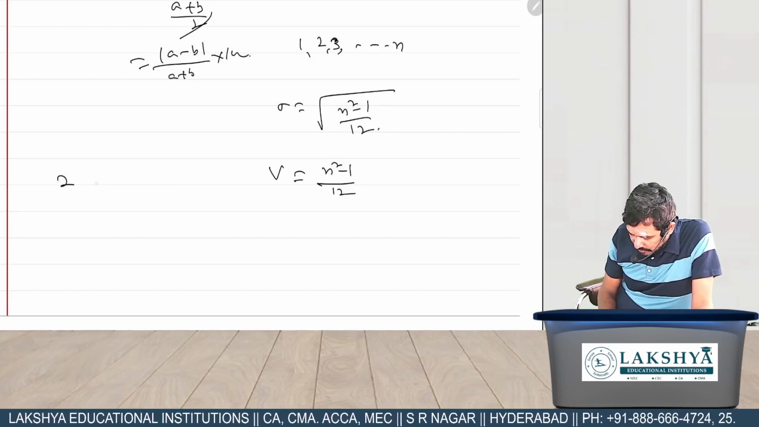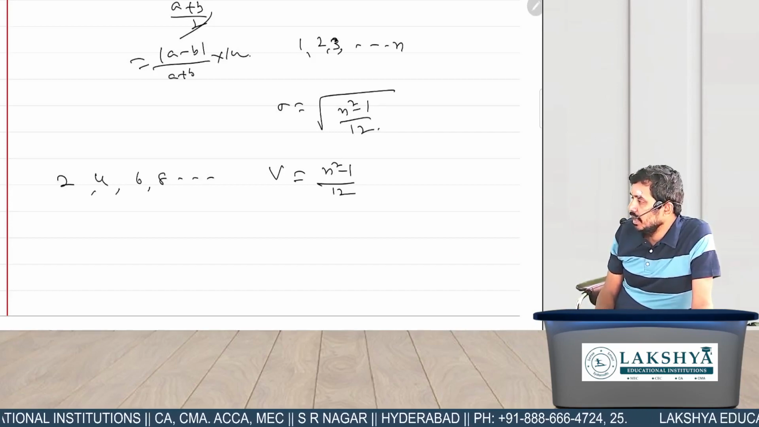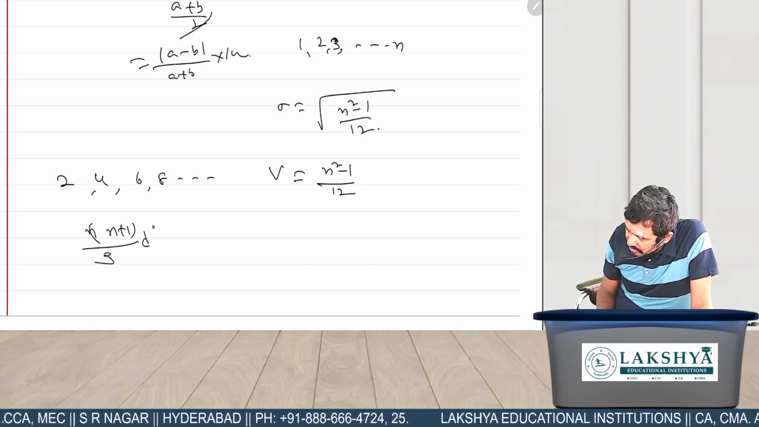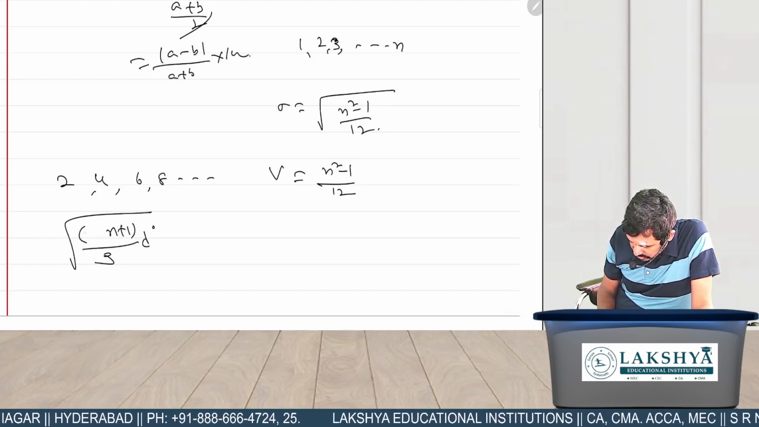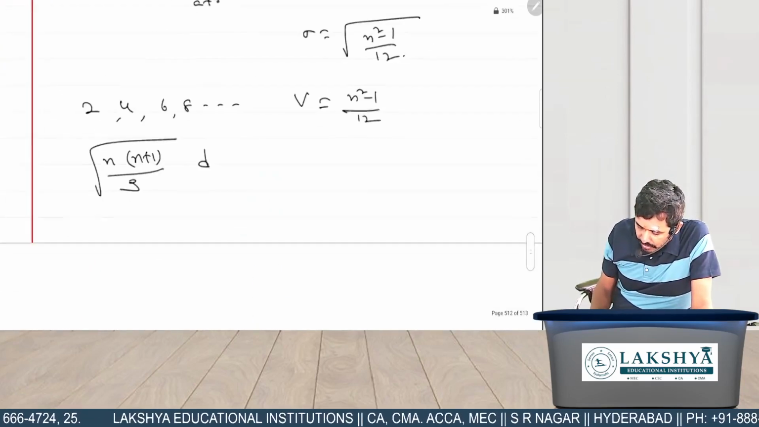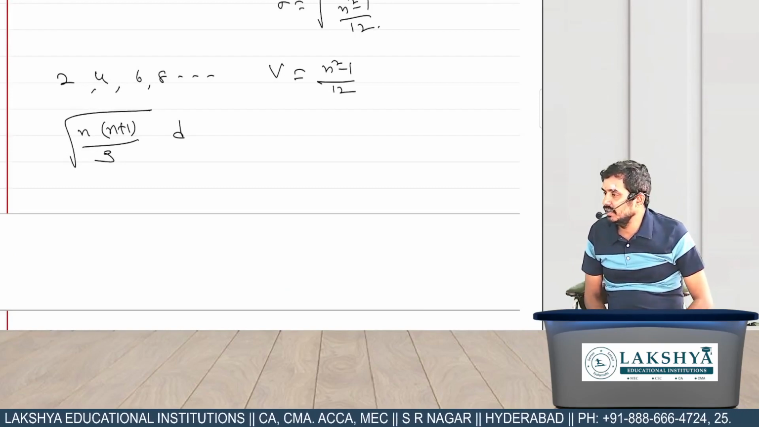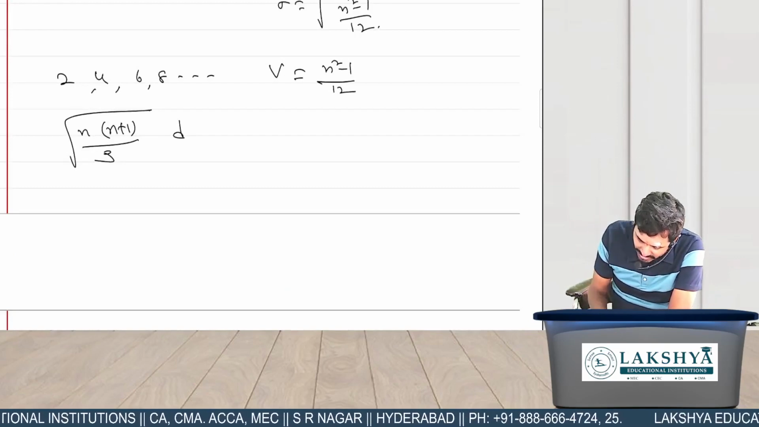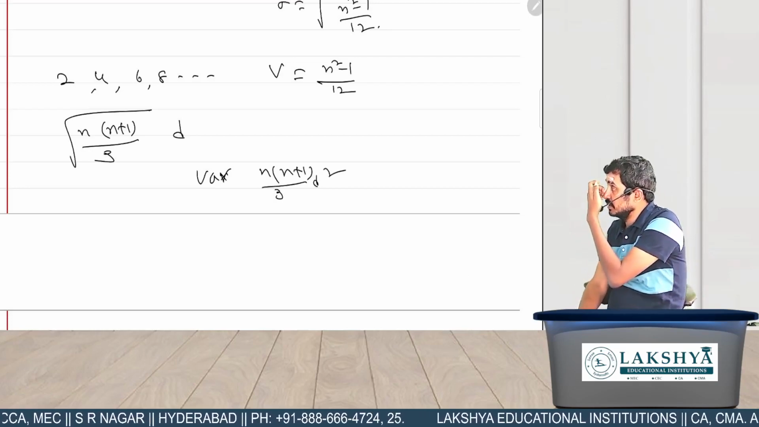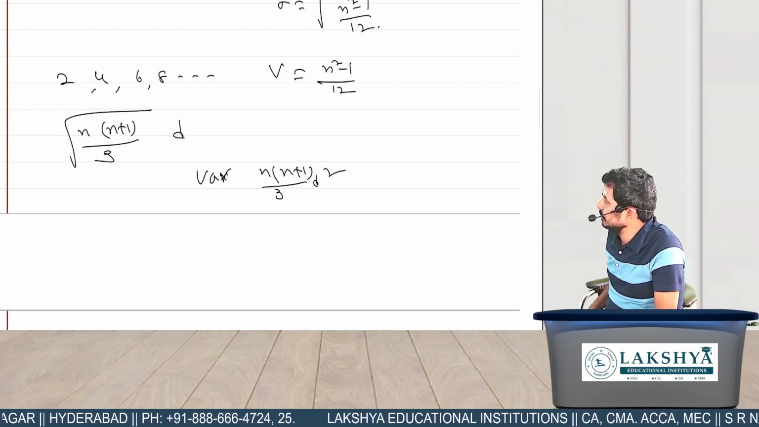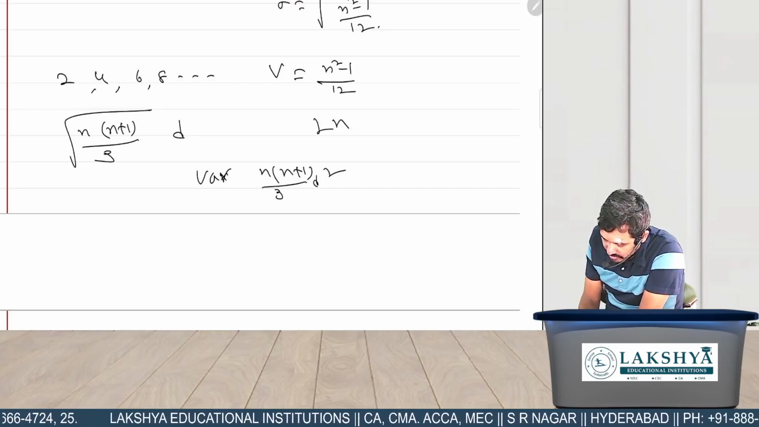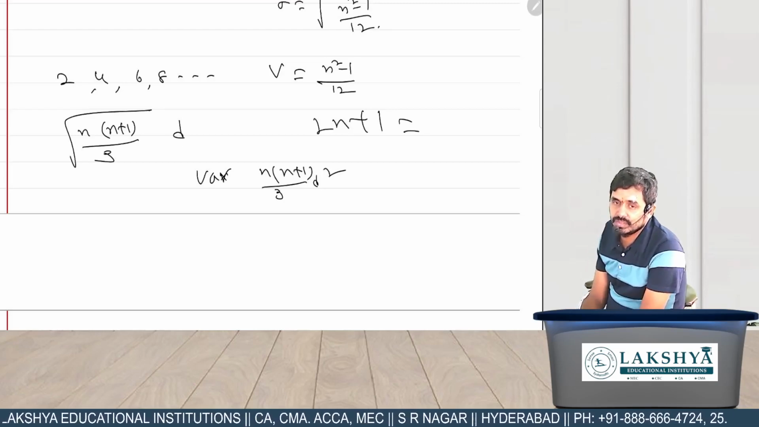Suppose observations are in the form of AP: 2, 4, 6, 8 and so on. Then the standard deviation is under root of (n into n plus 1) by 3, into D. Variance is (n into n plus 1) by 3 into D square. That is variance. This is applicable when observations are in the form of AP. Before applying this formula, first we have to find out the number of observations, that is 2n plus 1, equating to 2n plus 1. Okay.